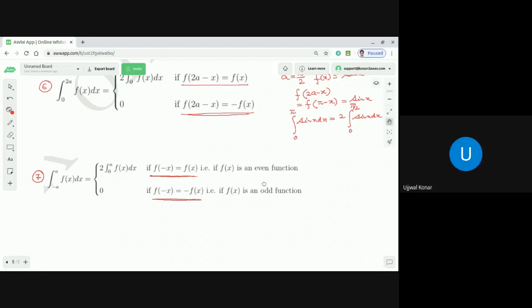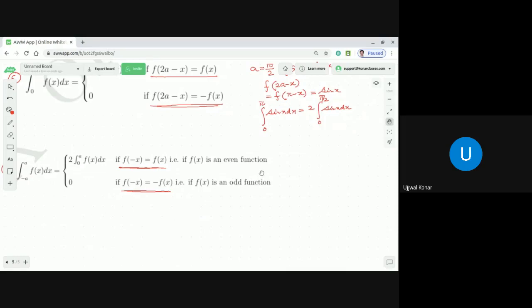Let me give an example of an even function and an odd function. Let's take a very simple thing, f(x) equal to x squared. If f(x) equals x squared, that means f(-x) equals (-x) squared, which is also x squared, correct? That is equal to f(x), correct or not? Yes. So what we get is f(-x) equals f(x), which is the case. So that implies f(x) is an even function. Correct or not?